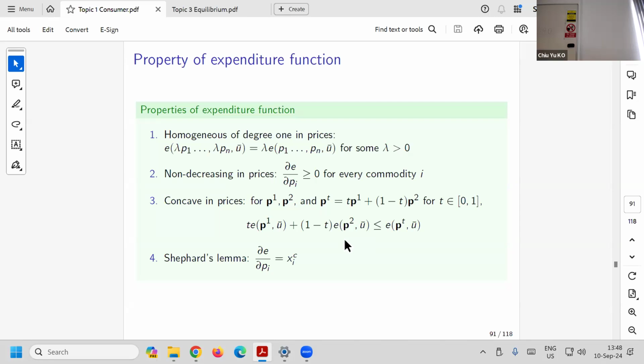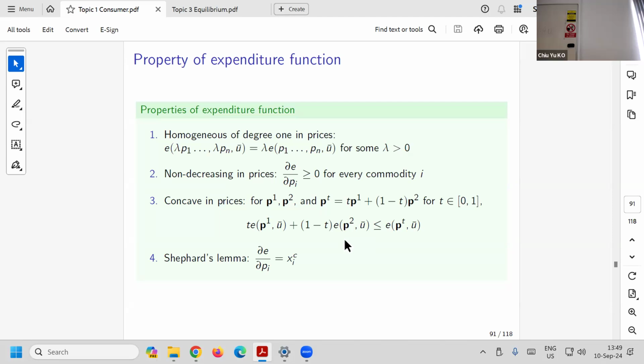Okay. Now the more interesting ones would be 3 and 4. Property 3 is a little bit crazy. Probably I'll explain a little bit. You have 2 different prices, okay, under the same utility, and the linear combination is less than that. I'll explain a little bit later. But this is what we mean by concave in prices, okay? But I'll explain later.